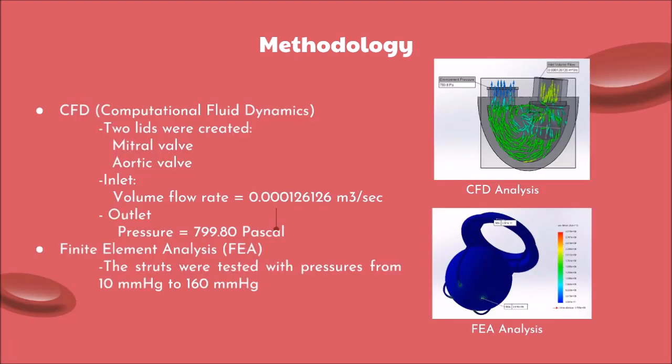For the CFD, 2 ports were created, one on the mitral valve and the other on the aortic valve. At the inlet, a flow of 1.26 times 10 to the minus 4 was defined, and at the outlet a pressure of 799.80 pascals was established. In the finite element analysis, the struts were tested with pressures from 10 to 160 millimeters of mercury that were applied to the valve wall.